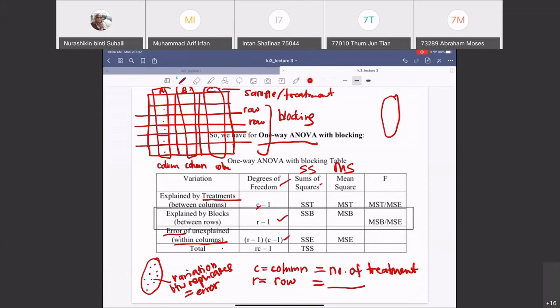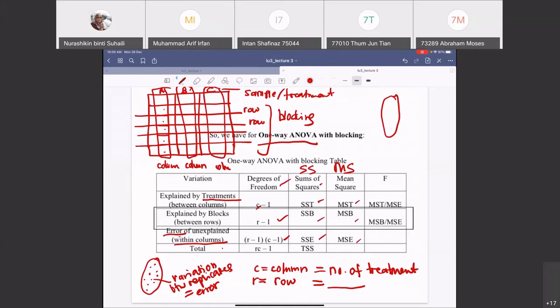And the same thing, you would have the sum of squares. Before this, we have SST for the treatment. You would have SSB for the blocks and SSE for the error, and for the mean of squares, MST for the treatment, MSB for the blocks, and MSE for the error.